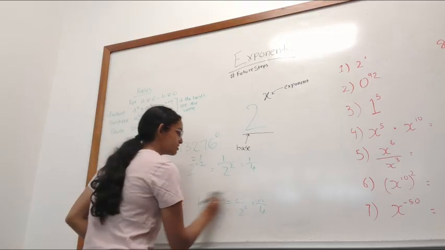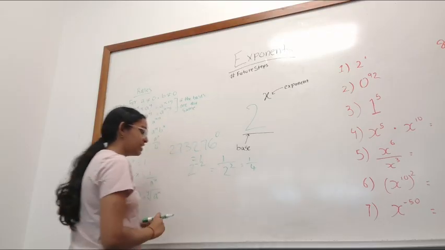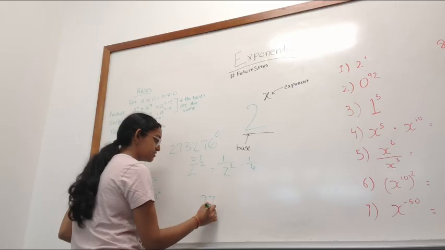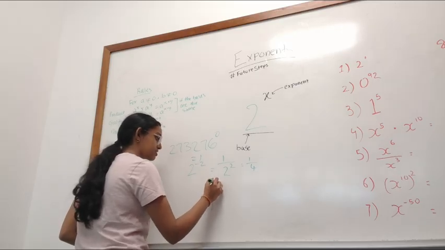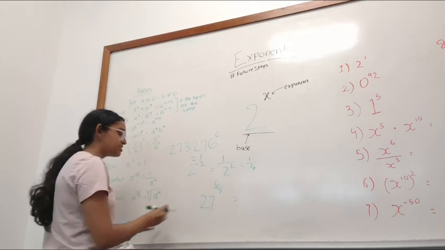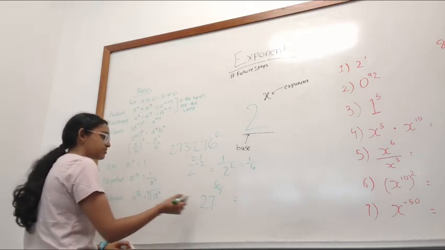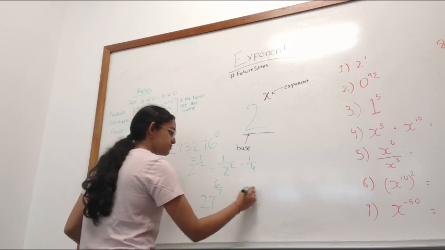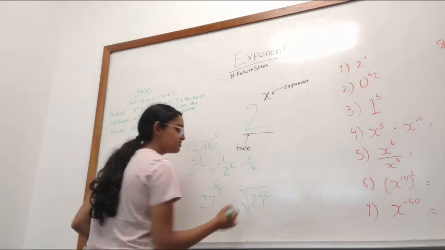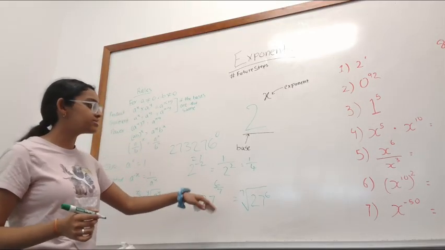So for example, I'm not going to actually write the actual amount, but let's say we have something like 27 to the power of 6 over 7. Since the denominator is going to be the root, it's going to be the 7th root of 27 to the power of 6. And that's just an example, and then you can further simplify it.